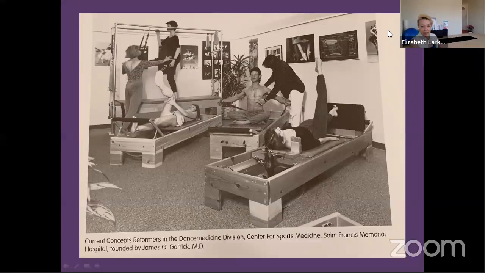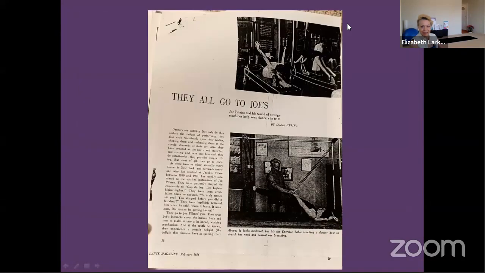This is a photo of the dance medicine area, which was staged for the Current Concepts Pilates Equipment Company's first brochure, and Current Concepts, founded by Ken Endelman, became Balanced Body. Next slide, please. Did you mention you were in the picture, Elizabeth? Well, John, thank you for that acknowledgement. Yes, that's the same photo that's in your book, as a matter of fact. Yes, it sure is.